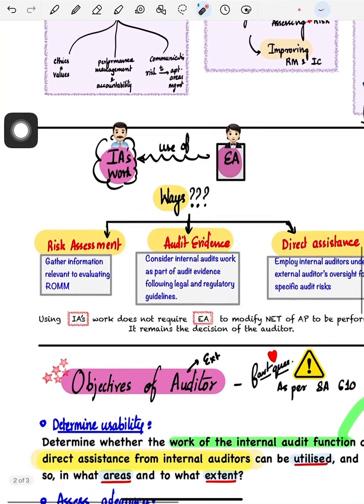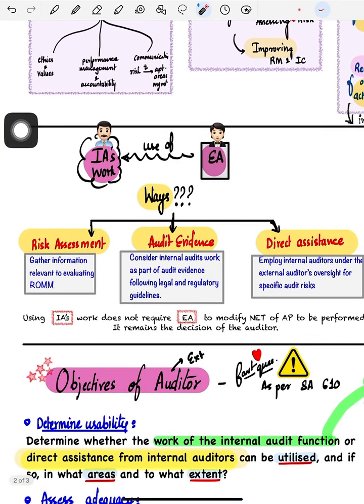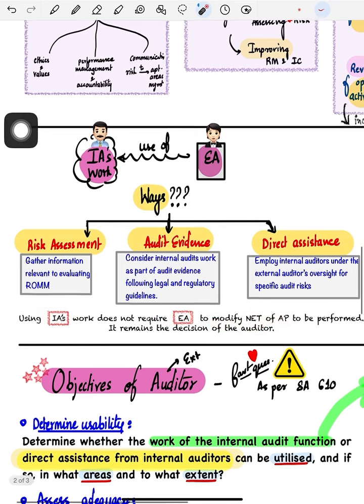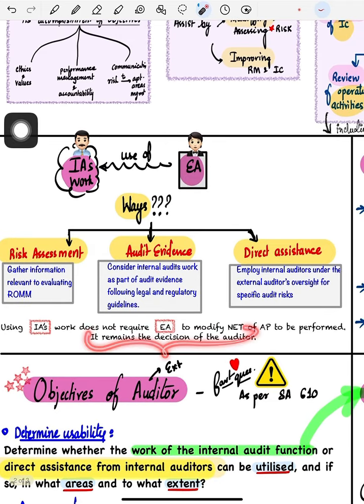So always remember one thing. The external auditor is using the internal auditor's work, but because of this, he does not require to modify the nature, extent and timing of audit procedures. Just because I am using internal auditor's work, I shouldn't change my audit procedures. It remains a decision of the auditor. It may change in different scenarios because all entities are not the same. Some might be complex, some might be simple, small entities. It remains the auditor's professional judgment.